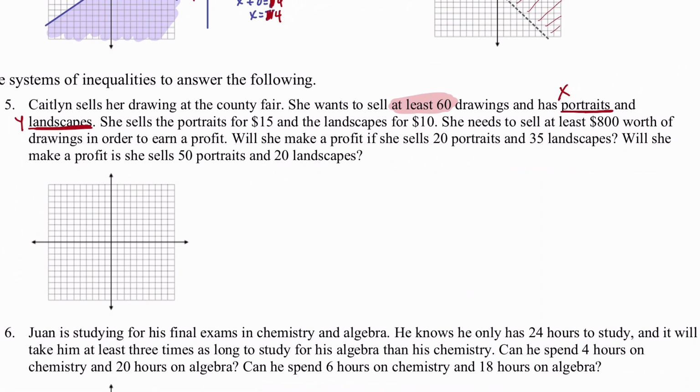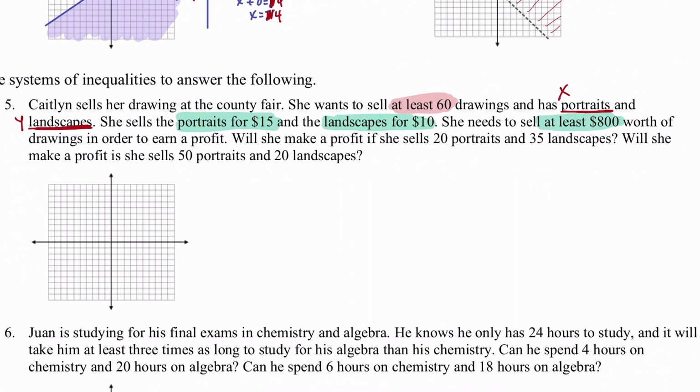So she sells portraits for $15. This is a dollar amount for the portraits. The number of portraits, which is X, times 15 gives you the revenue from selling the portraits, right? And then landscapes for $10. Well, 10 times Y, the number of landscapes, gives you the revenue for the landscape drawings she's selling. She needs to sell at least $800 worth to turn a profit.